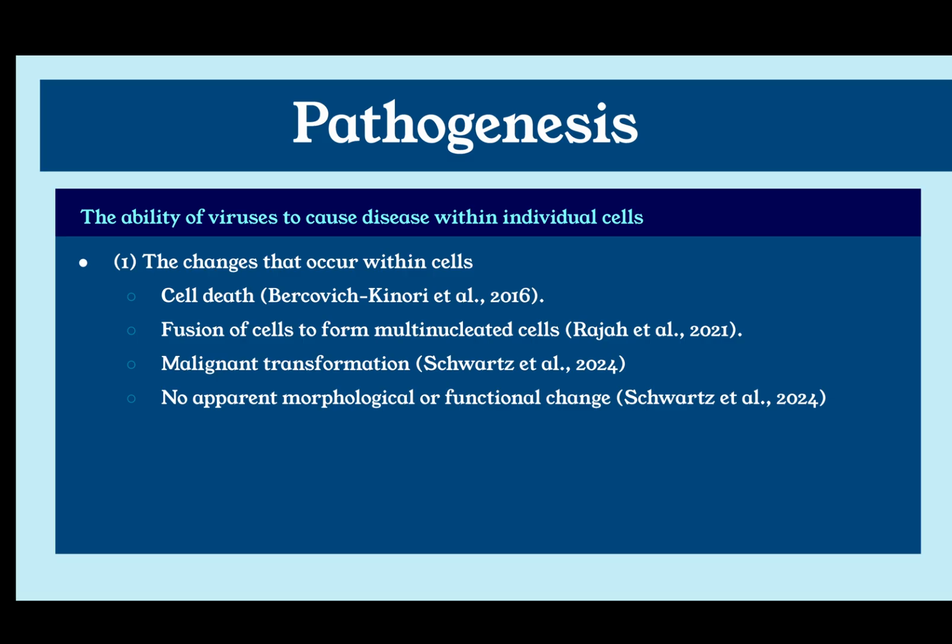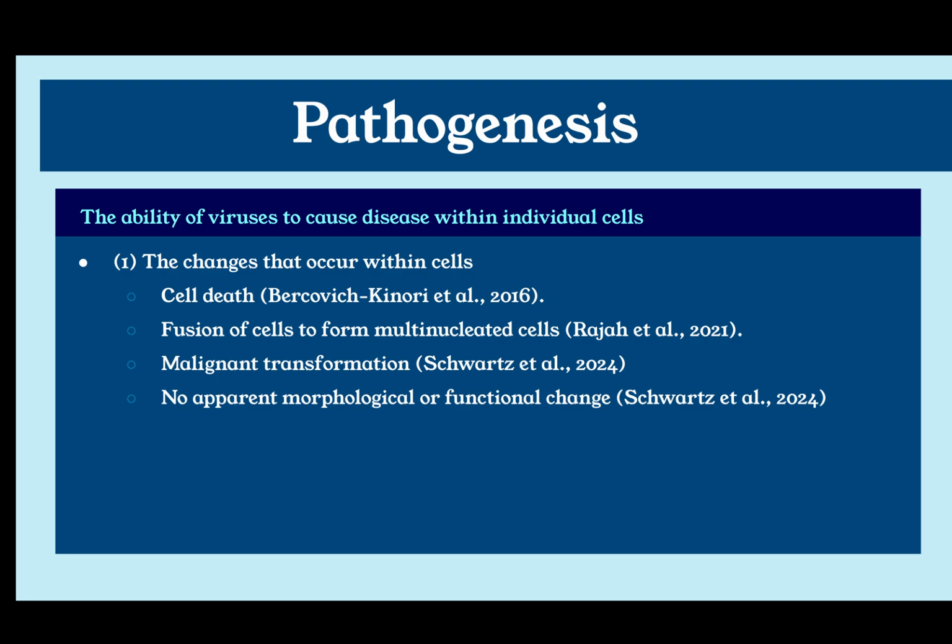Multinucleated cells are also unstable and often die prematurely, contributing to tissue damage. In addition, the formation of these cells allows the virus to spread directly from cell to cell without being exposed to the immune system, making the infection a lot harder to control.